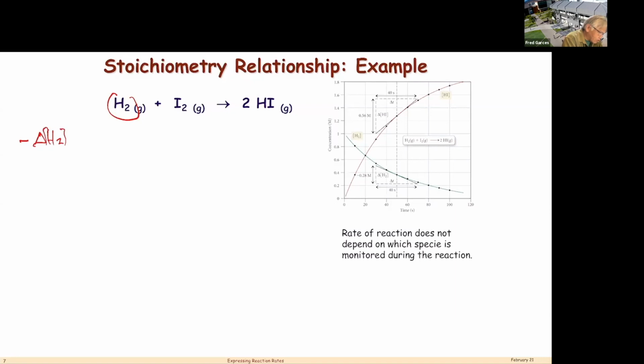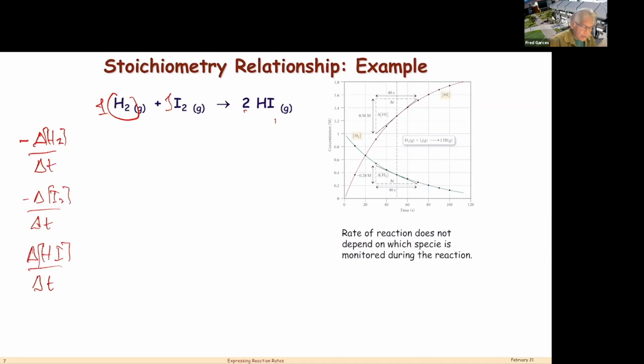delta hydrogen concentration over delta T. This is disappearing as well, so that's a negative delta I2 over delta T. But this is increasing. I mean, it's showing up, it's positive. So that's a delta HI over delta T. And the question is, how are they related to each other? How can I put them in an equation? And the stoichiometry here, that's a 1 to 1 to 2, will give you that relationship.